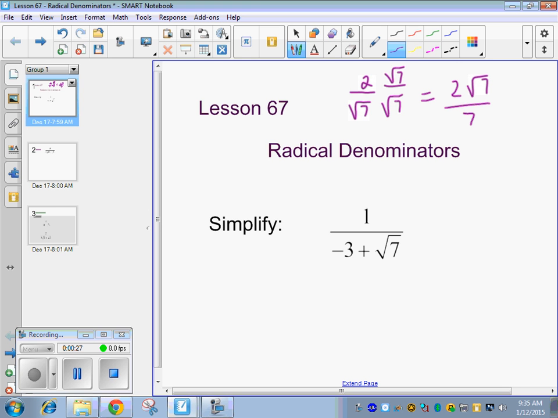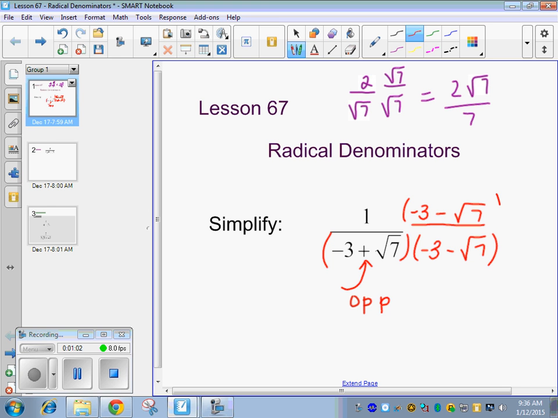Now, what if I have something in the denominator where I'm adding a whole number? So negative 3 plus the square root of 7 is in the denominator. What we're going to do is multiply by the conjugate, okay? And the conjugate is a fancy word for the opposite in the middle, so you only change the middle sign. So I have a negative 3 here, and I'm going to multiply by negative 3 minus root 7. And the same thing in the numerator, negative 3 minus root 7. Same thing on top and bottom because I'm really multiplying by 1, so I'm not changing the value of it.